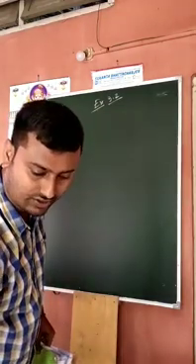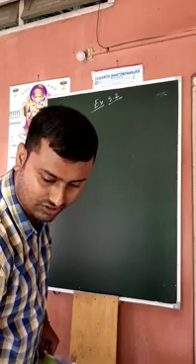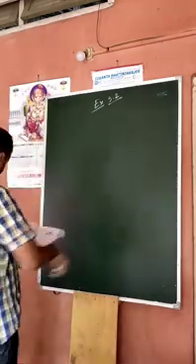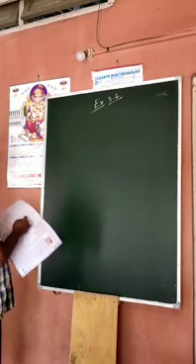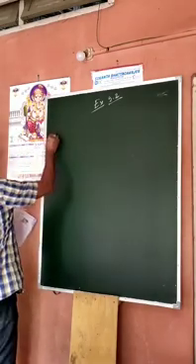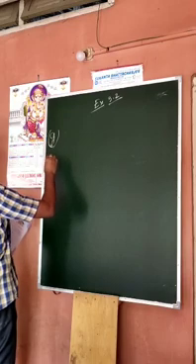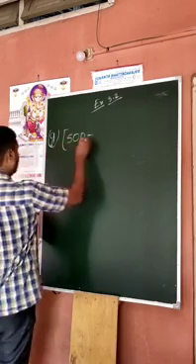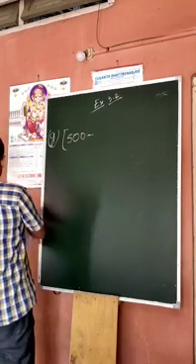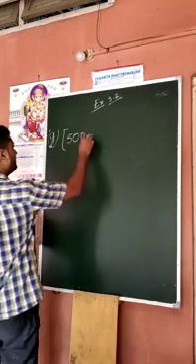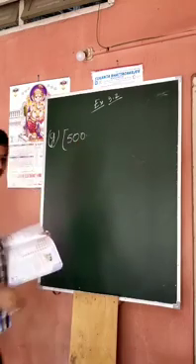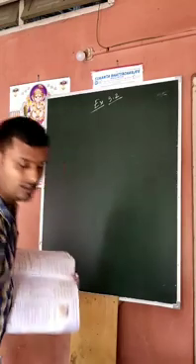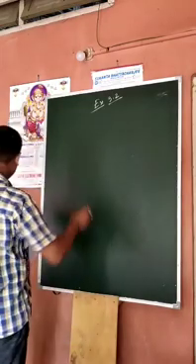Okay, now come to the question number G. G is 500 divided by, okay, before G actually I have to solve one question related to division. So question number D.